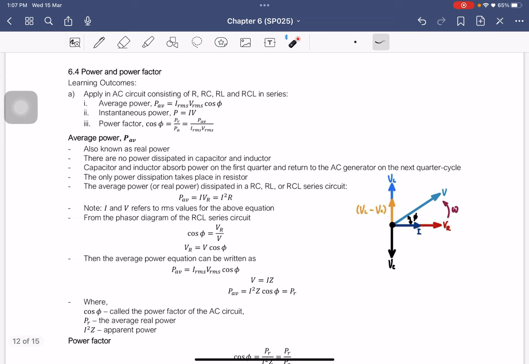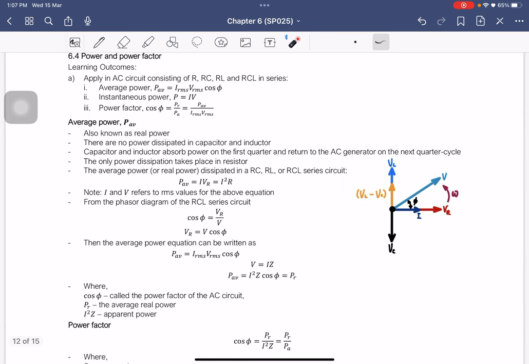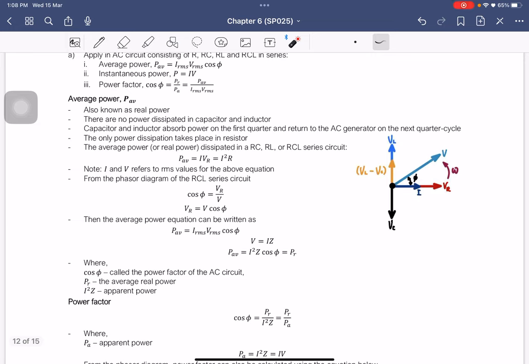There is no power dissipated in the capacitor and inductor. Okay, so the capacitor and inductor, instead of dissipation, they absorb the power in the first quarter. Lepas tu, they return it to the alternating current generator in the next quarter cycle lah. Okay, so the power dissipation takes place in the resistor sahaja. Okay, so that's why sekarang kita cuma consider the voltage across the resistor ataupun R lah. Okay, so I and V ni walaupun dia tulis RMS, kamu ingat this is the RMS value lah.